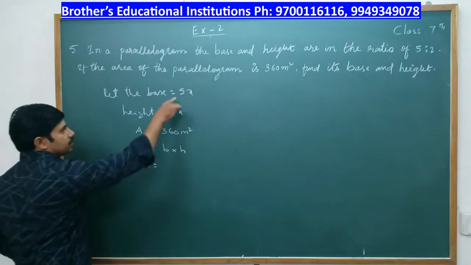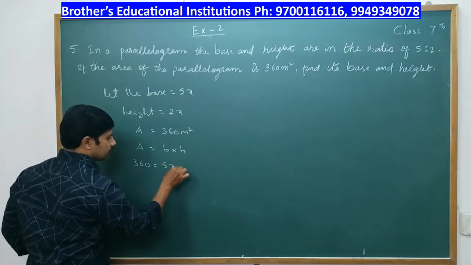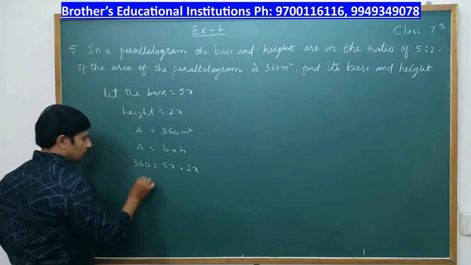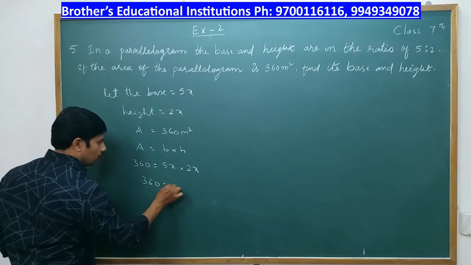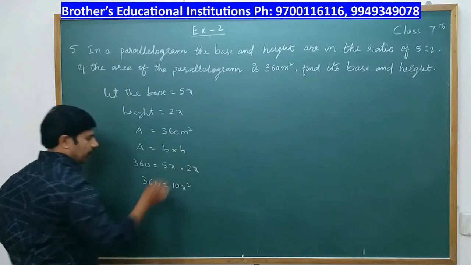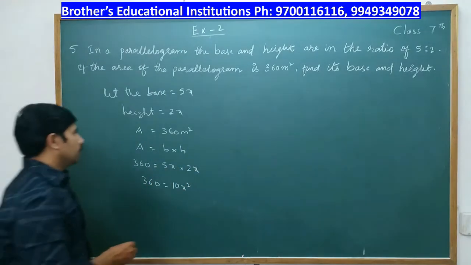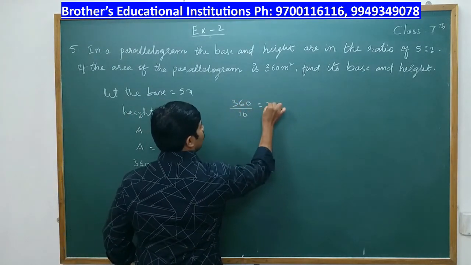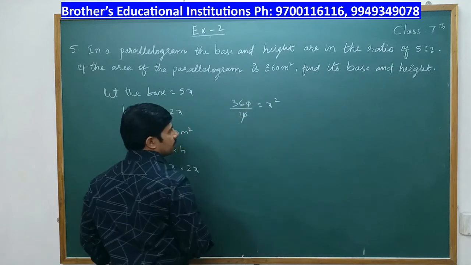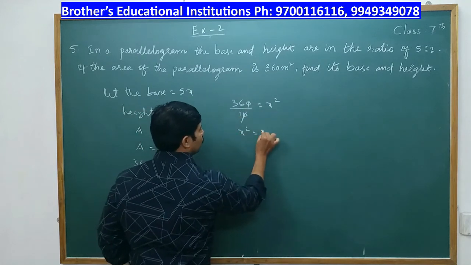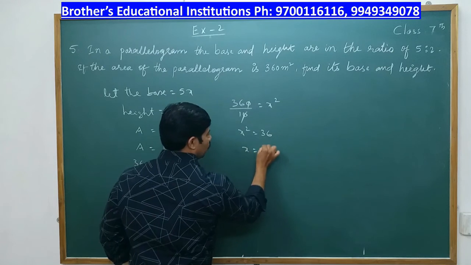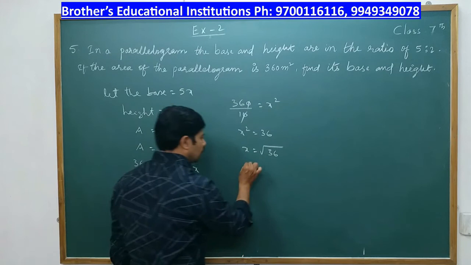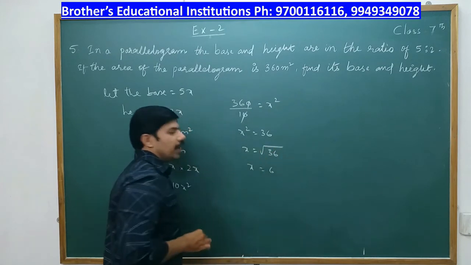And what is base? 5x into what is height? It is 2x. So 360 is equal to 10x square. 5 2s are 10x square. Then 360 by 10 is equal to x square. Cancelling the zeros, x square is equal to 36. So under root of 36 we get 6. So x is equal to 6.